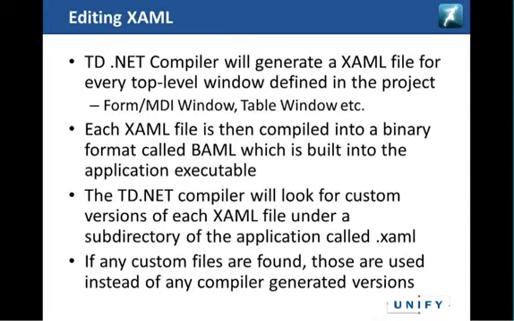And each one of those XAML files will then be compiled into a binary format called BAML, and then it will be baked into the application's executable file. And the TD.NET compiler will look in a subdirectory in your application folder for custom versions of these XAML files. And if it finds one there, it'll go ahead and compile that one into the executable rather than the version that it output.